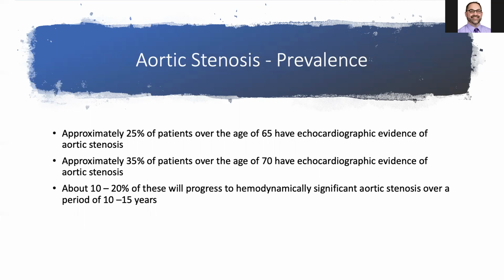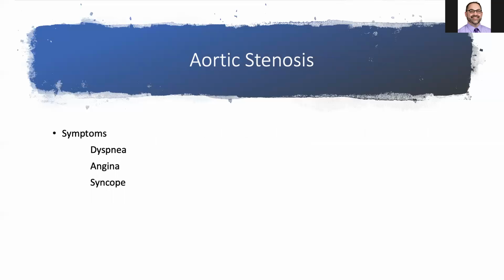So aortic stenosis prevalence is about 25% of the population over the age of 65, 35% of patients over 70. About 10 to 20% of these will progress to hemodynamically significant aortic stenosis over the next 10 to 15 years. Symptoms: dyspnea, angina, syncope is a big one, especially in severe aortic stenosis.